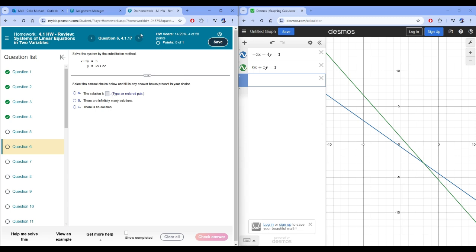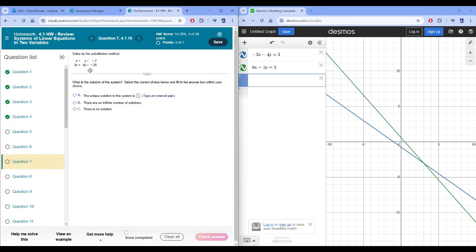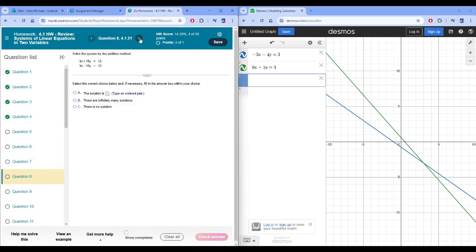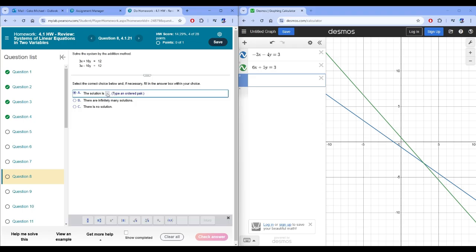All right, so moving on. Same exact thing. This one, addition method. So here's a very simple addition method. If I were to add these two equations, 3x gives me 6x, 10y and negative 10y will cancel out, and then 12 plus 12 is 24. So you have 6x is equal to 24, which means that x is equal to 24 divided by 6, which gives us 4. Now plug in 4, and that would be 12, so that would be (4, 0).